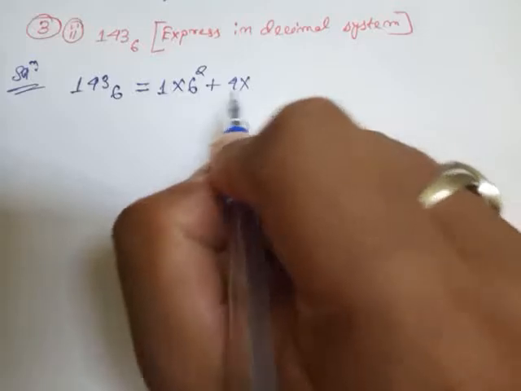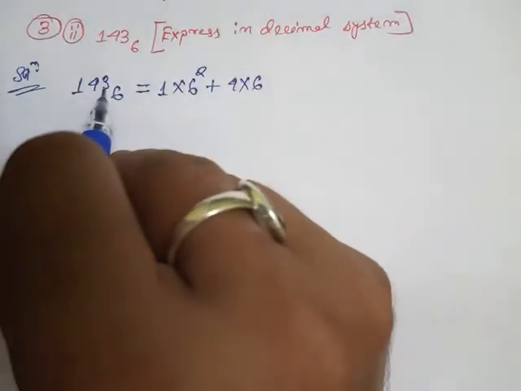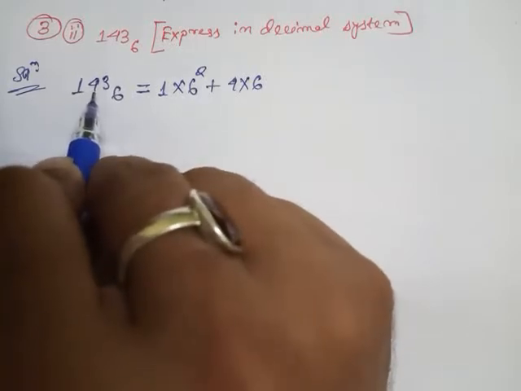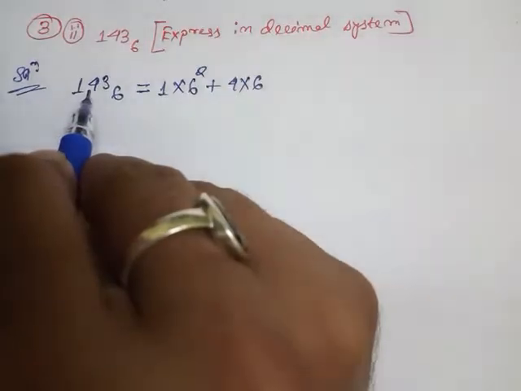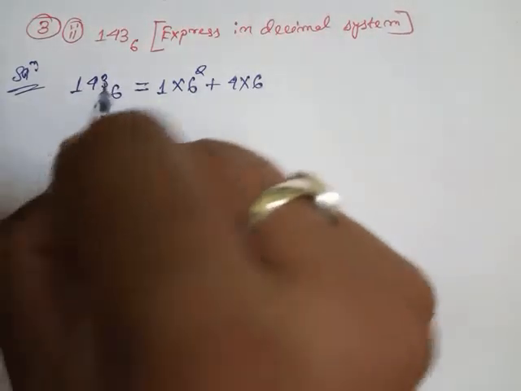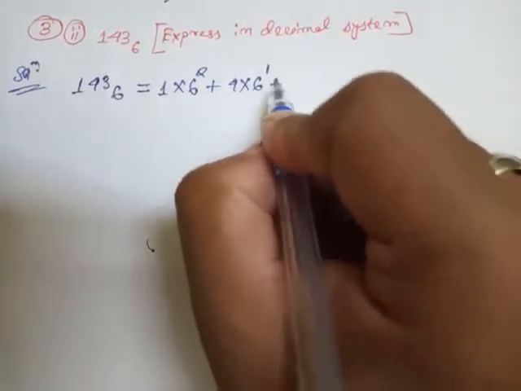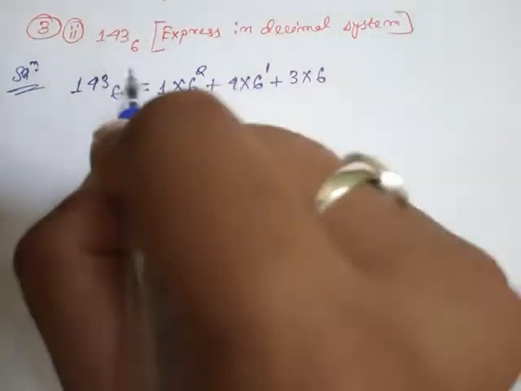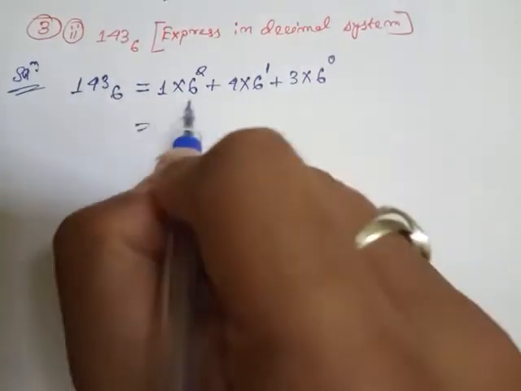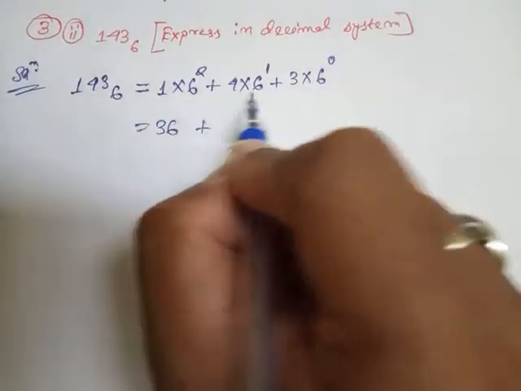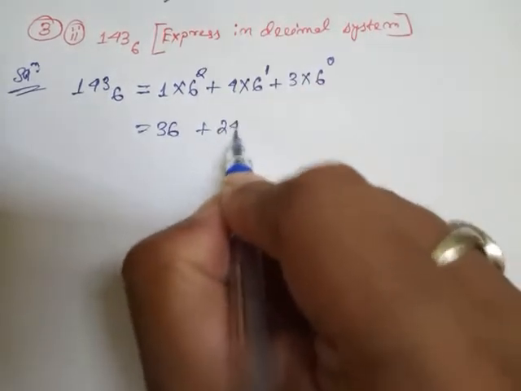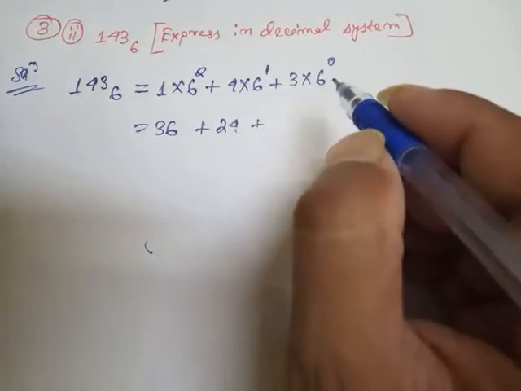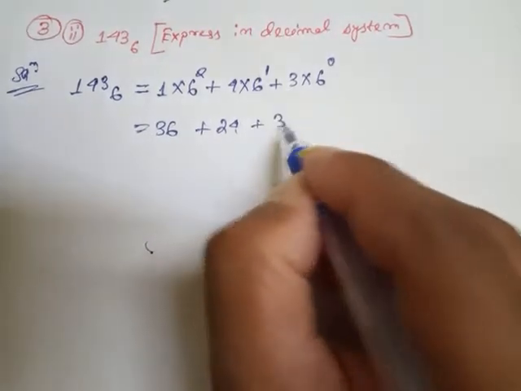Then 4 into base 6 again. After 4 how many digits? After 1 there are 2 digits, 4 and 3, that's why I wrote 2 here. Now after writing 4 base 6, how many digits are there? 3 only, which means 1 digit remaining, so we'll write 1 here. Then 3 into base 6, after 3 how many digits? No digit, meaning we'll write 0 here. So 6 squared is 36, and 4 sixes are how much? 24, and 3 into 6 to the power 0, which means 1, so 3 into 1 is 3.